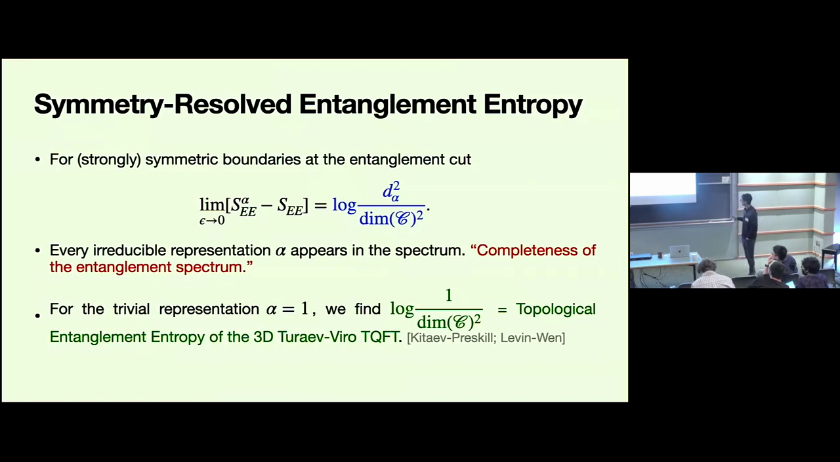I don't have anything concrete to say, but it would be nice to understand the meaning of this maybe in some holographic CFTs. And another comment is that if you consider a trivial representation, alpha equals identity, we find that this formula reduces to the topological entanglement entropy of the 3D symmetry TFT. We also do not know whether there is a deeper reason for this, but it will be nice to understand it in the future.